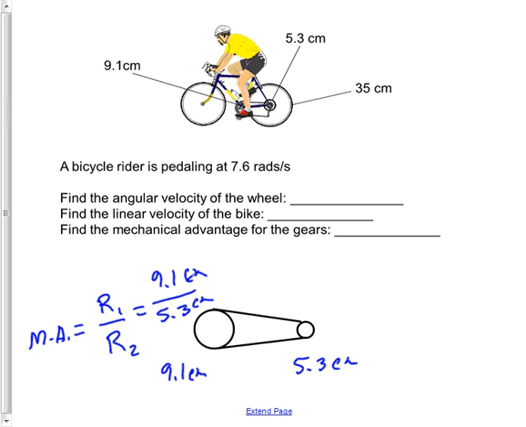And of course, we'll cross off the centimeters. So we see that a mechanical advantage has no units. In this case, it's 1.7. So what that means is for every one rotation we have here, there will be 1.7 rotations here.